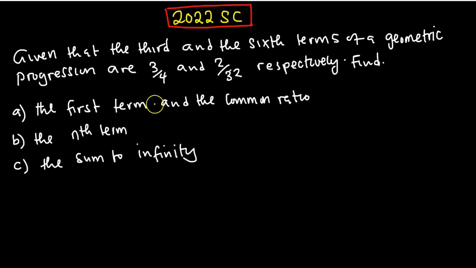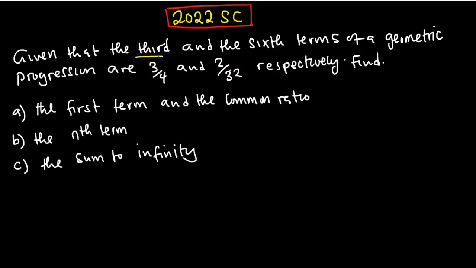Let us look at the 2022. So given that the third and the sixth term of the geometric progression are this and this respectively, find the first term and the common ratio. So we've been doing such questions over and over. So now let us see how we can find it. Every time you are given such a question, just think of forming the simultaneous equations and solve them.